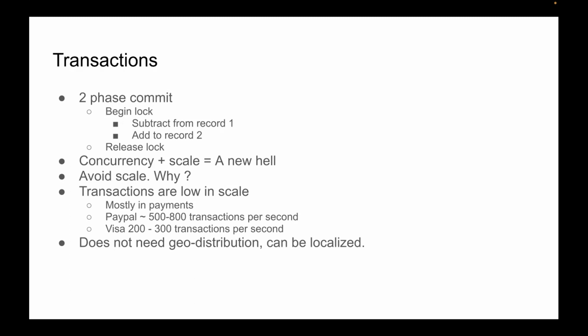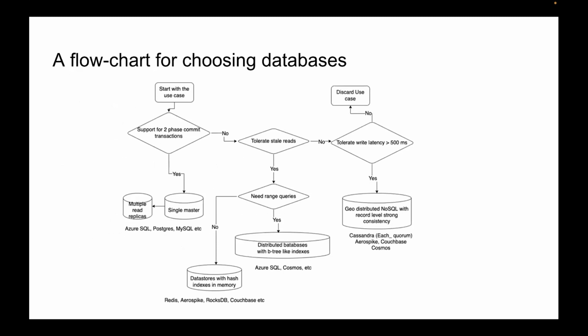Okay. So let's look at a simple flowchart, and I'll stop after this. You start with the use case. You first ask, does my use case need support for 2-phase commit transactions? If the answer to that is yes, you just resort to RDBMS with either a single or 2 masters and multiple read replicas. This is typically what every company does. Every large company that has to deal with transactions, this is the proven strategy to deploy.